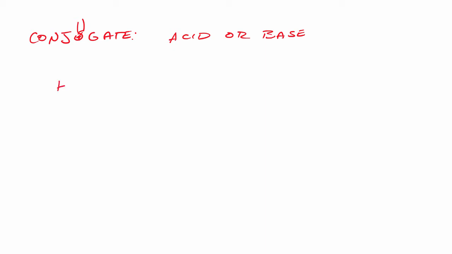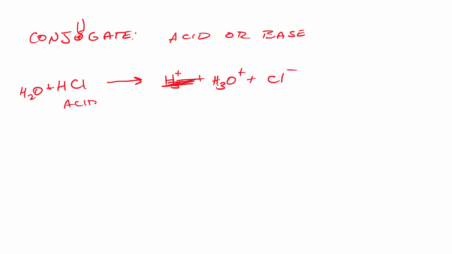So we're going to have HCl, and that's going to dissociate to H plus, and let me add water to this. So this is going to be H3O plus, Cl minus. This is my acid. This is my base. This is the conjugate acid, and this is the conjugate base.